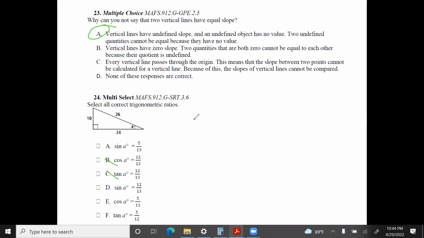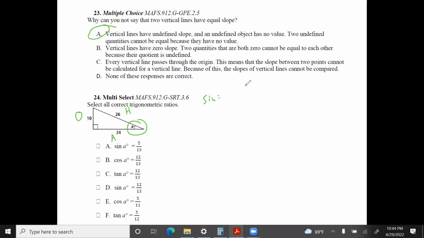On number 24, you had to say which one of these were correct. It looks like I still have lines on here from the last thing, so get rid of those. All right. All of the answer choices are based off of A. So label it based off of A. I have a piece that's opposite. I have a hypotenuse, and I have an adjacent.